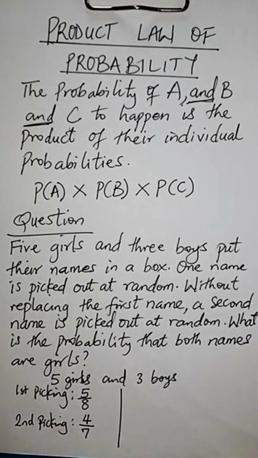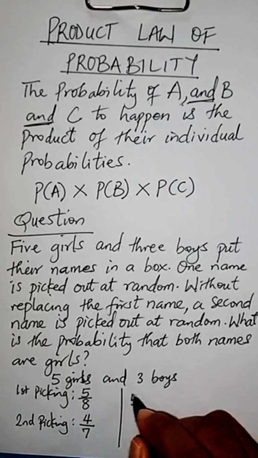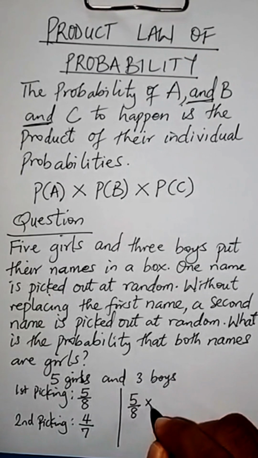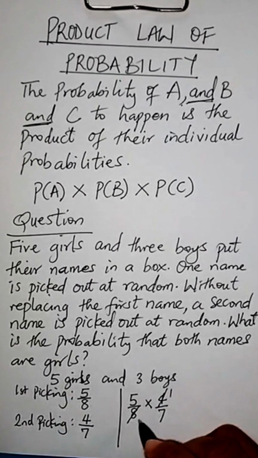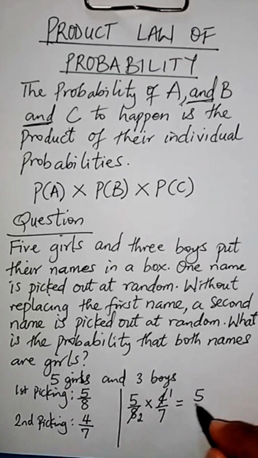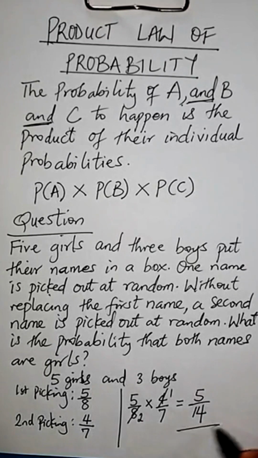So the question says, what is the probability that both names are girls? Which means, what is the probability of picking a girl and a girl? Or the probability of picking the name of a girl and the name of a girl? So that word "and" can also be interpreted as "both". So that gives us 5 out of 8 multiplied by 4 out of 7. And thus 4 can divide 8 to be 2, and that gives you 5 out of 14. So this is the solution to the question.